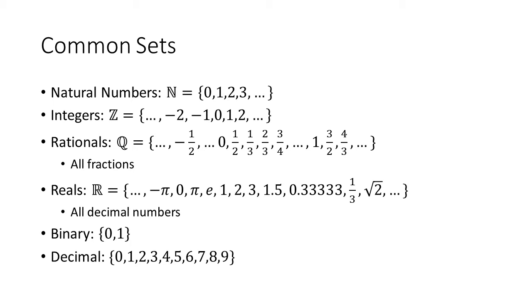The real numbers are all of the numbers that can be represented with a potentially infinite decimal representation. So for instance, pi is a real number, 0 is a real number, -pi is a real number, so is the square root of 2. The binary set contains just 0 and 1, and the decimal set contains all of the digits in our decimal representation of numbers, so 0 through 9.